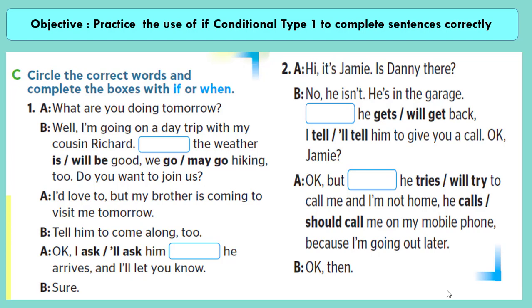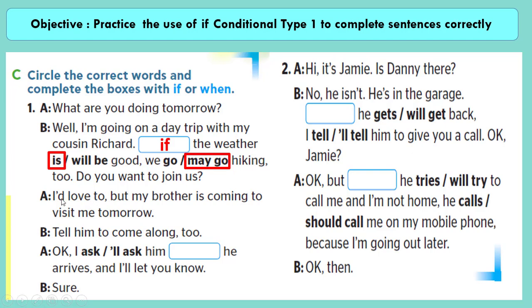Now let's answer exercise C. Circle the correct words and complete the boxes with if or when. Number 1. What are you doing tomorrow? Well, I'm going on a day trip with my cousin Richard. If the weather is good, we may go hiking too. Pay attention that we used if because we are not sure that the weather will be good, and if and when are followed by present simple, then the second sentence will be will, can, may plus infinitive.